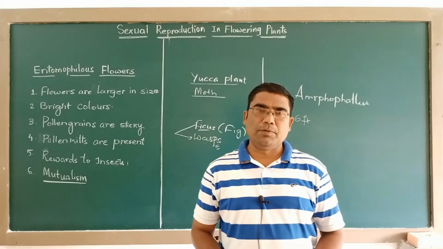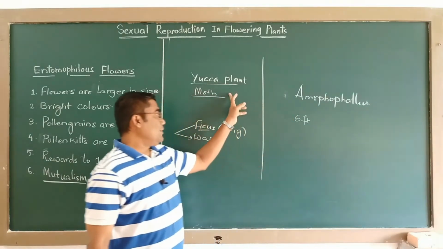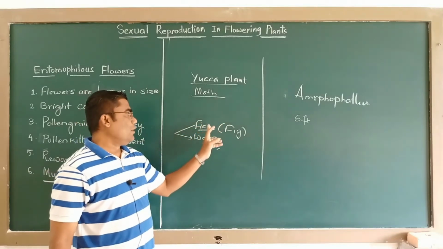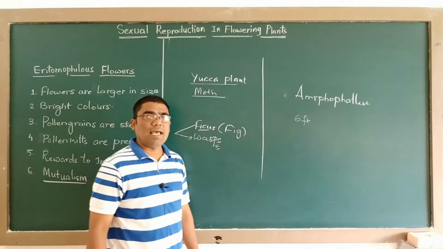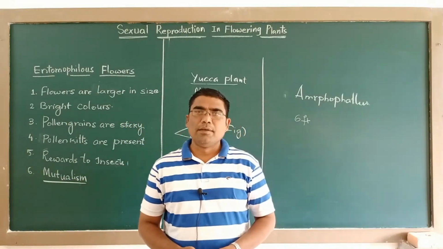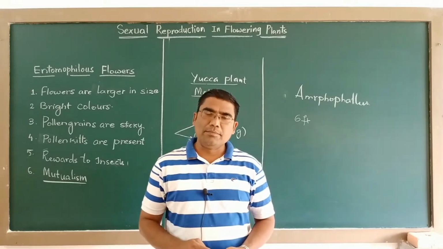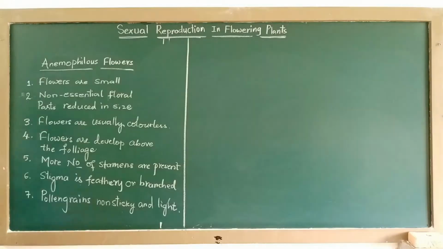So please remember this one. The details of yucca flower and the moth, ficus and the wasp, whereas there is another example, salvia plant and insects. These examples or these mechanisms we will discuss in detail in your next session.